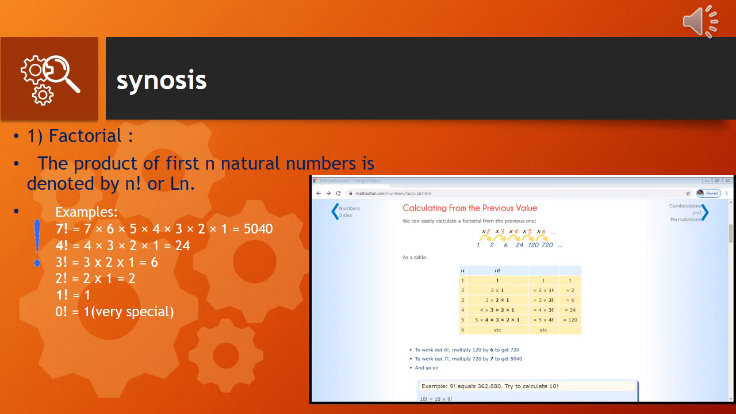1 factorial is equal to 1, 2 factorial is 2 into 1, and the 2 into 1 can be written as 2 into 1 factorial. 3 factorial can be written as 3 into 2 into 1 initially, and in that 2 into 1 can be written as 2 factorial. So 3 factorial can be written as 3 into 2 factorial. Like that, 4 factorial can be written as 4 into 3 factorial or 4 into 3 into 2 factorial. 5 factorial can be written as 5 into 4 factorial or 5 into 4 into 3 factorial, like that.